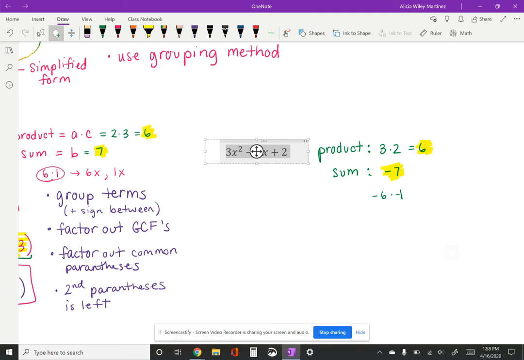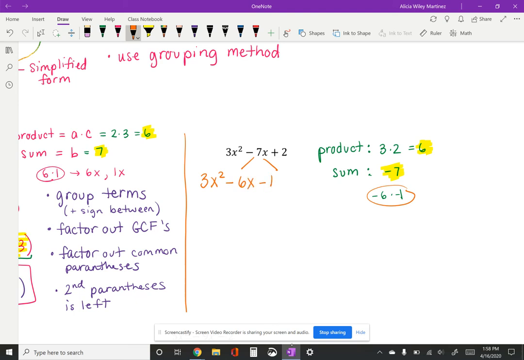Okay, so let's look at this example here. In this example, I'm going to draw a line down here. I'm going to bring down the 3x squared. Using these two numbers here is going to help me to split up my x term. It does not matter which one you put first. So I'm going to have a -6x and a -1x. These are the coefficients of your x terms when you split it up. Again, it does not matter which one you do first. Don't forget to bring down the +2.